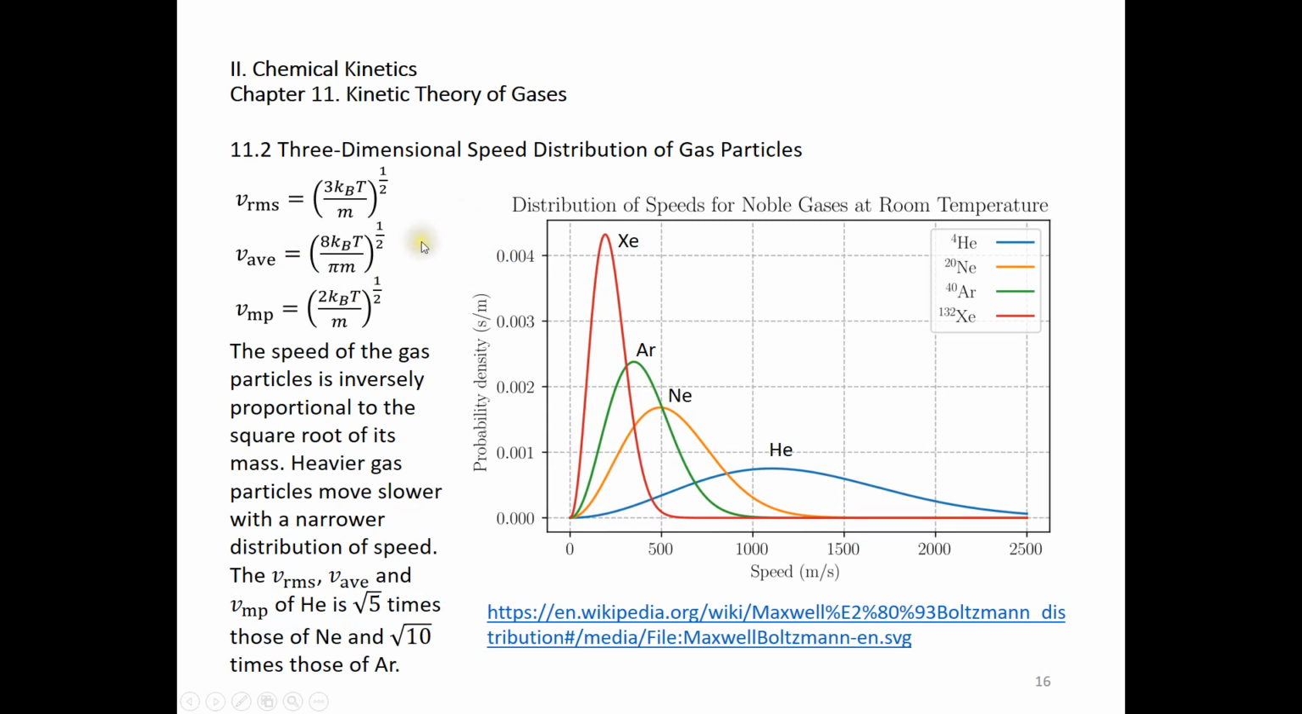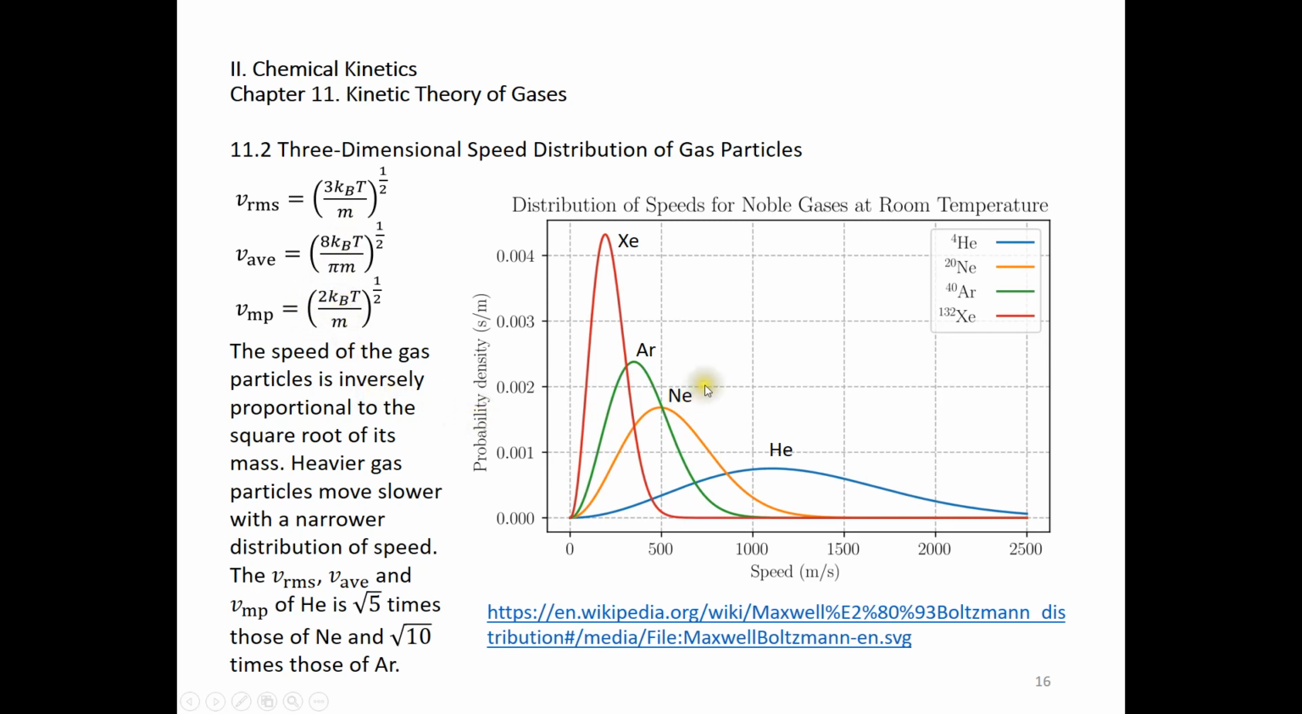We also need to look at another factor, which is the mass. We did see temperature on top, so if you have a higher temperature, you have a larger RMS, average, and most probable speeds. But what if you have a larger mass? M appears on the bottom, so larger mass means slower particles. You're going to get smaller numbers.